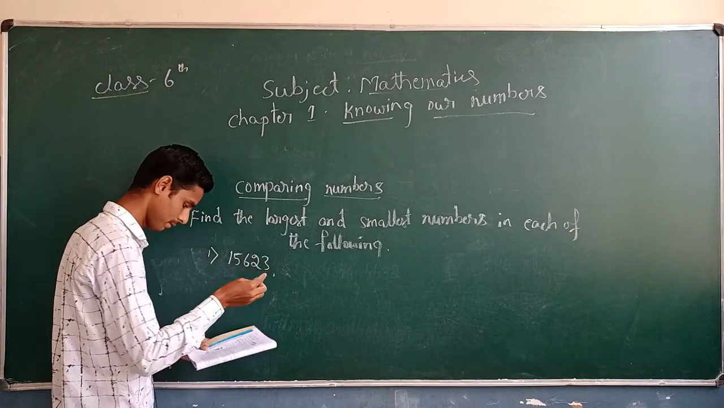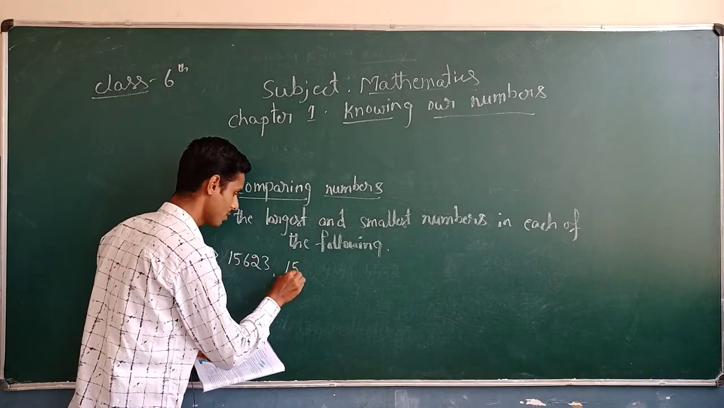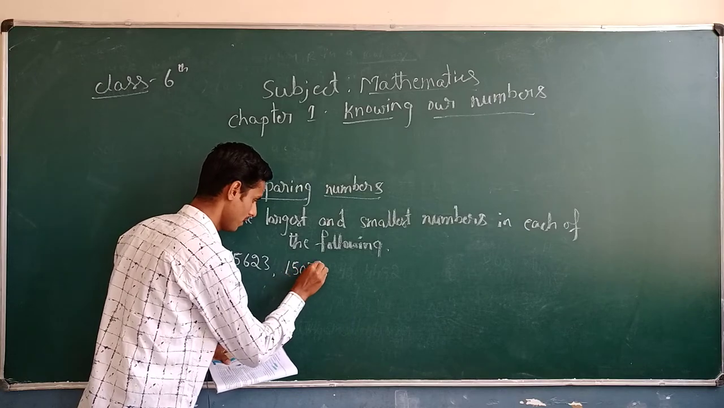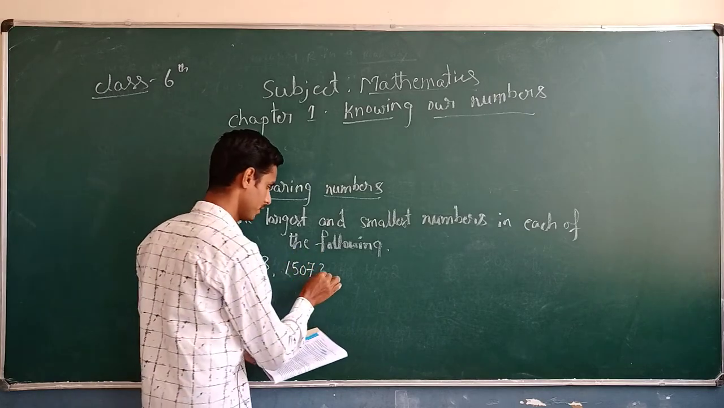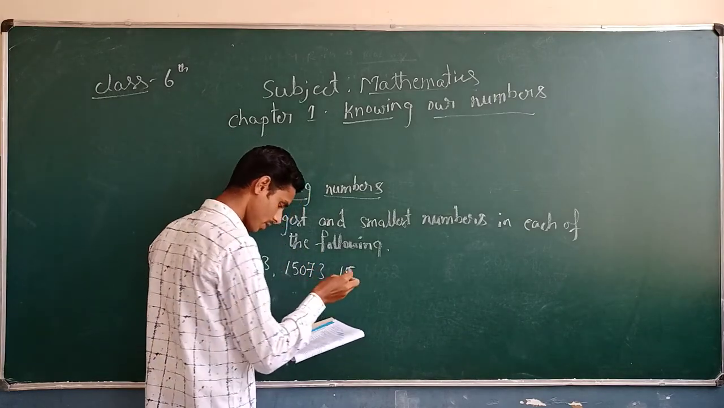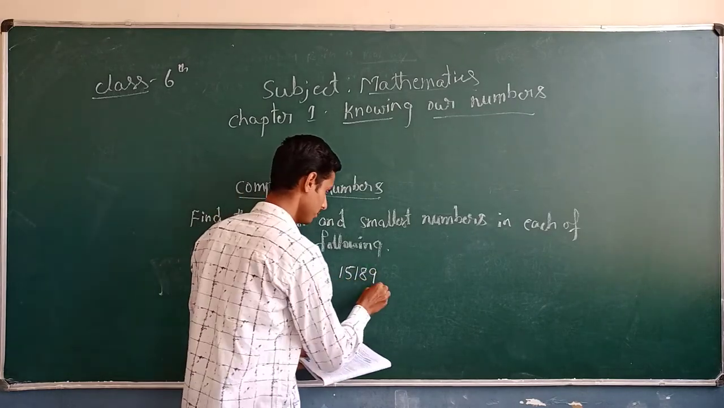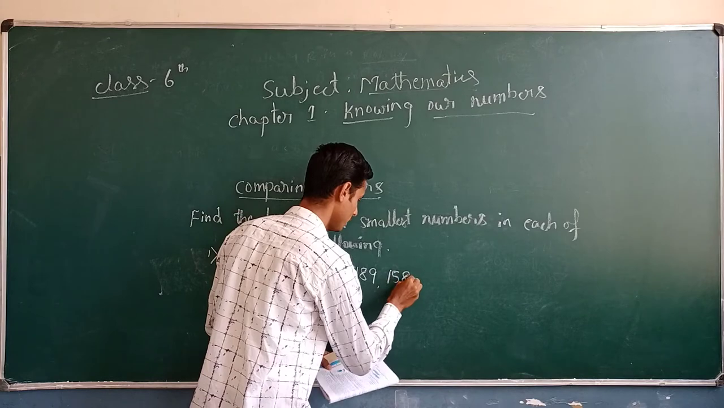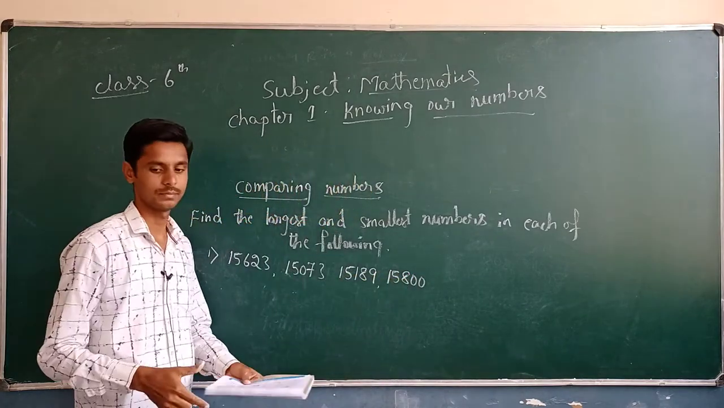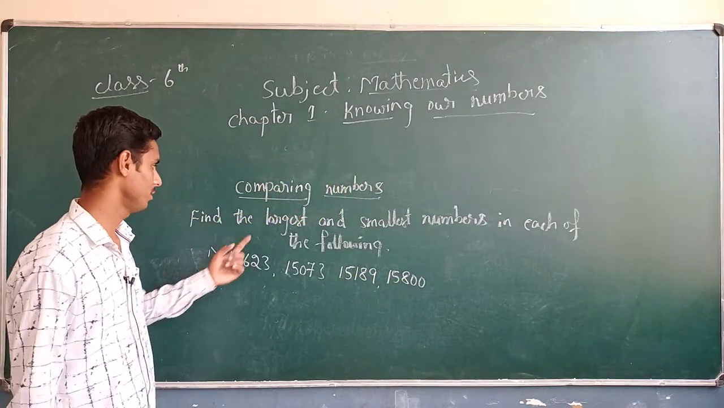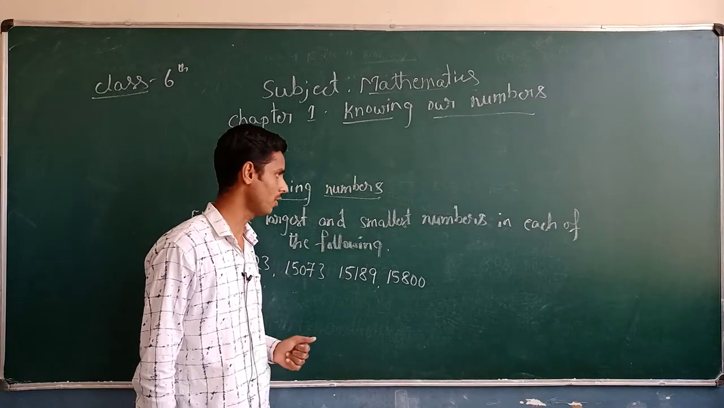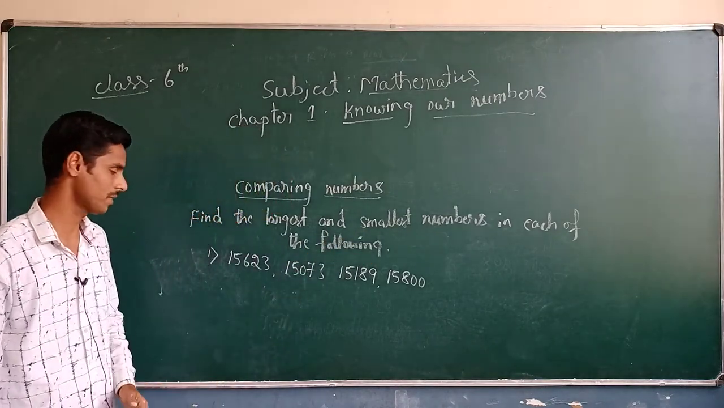15,623, 15,073, 15,189, 15,800. Okay, we have to find out the largest and smallest number among these numbers.